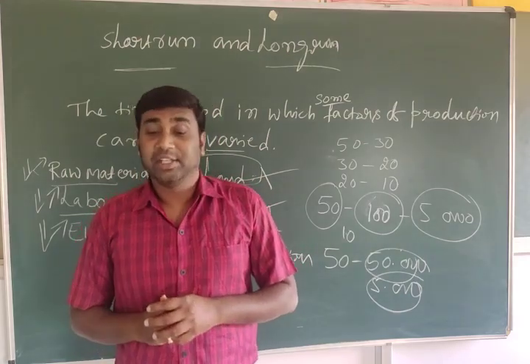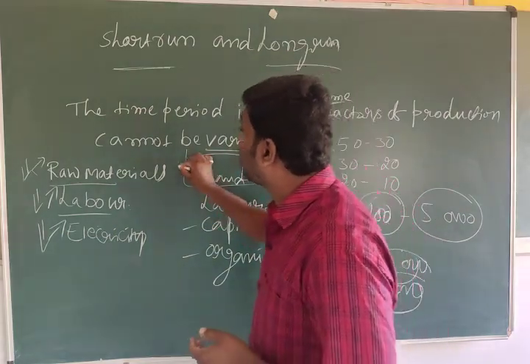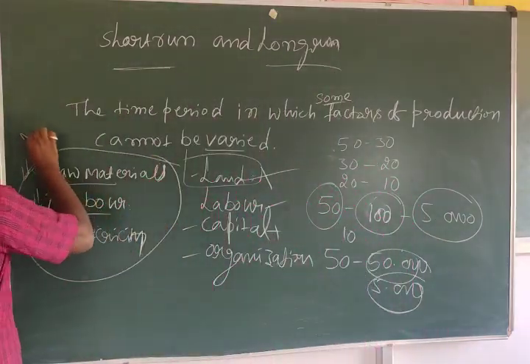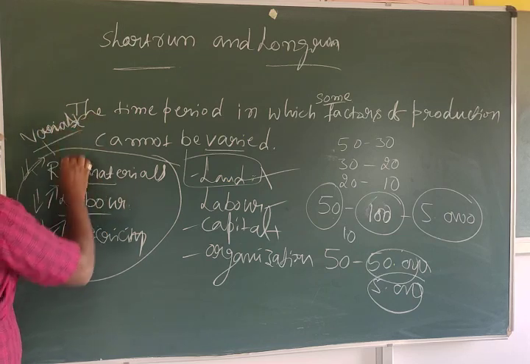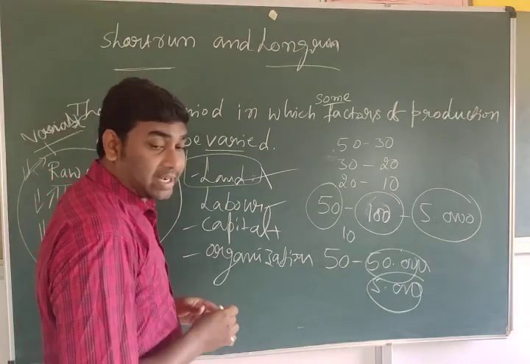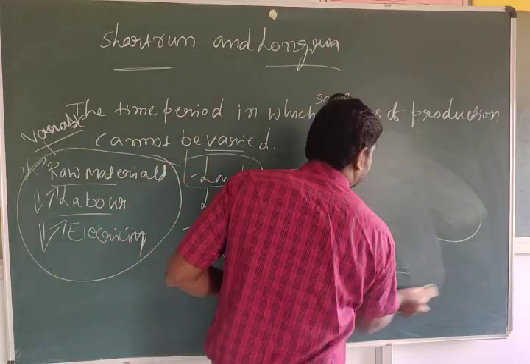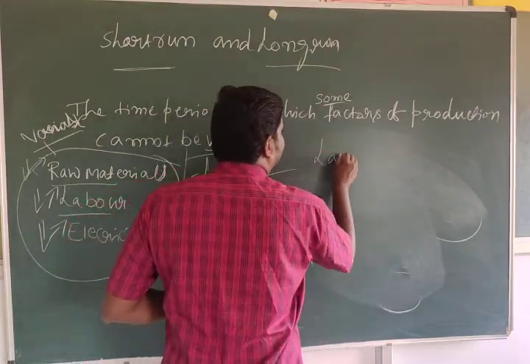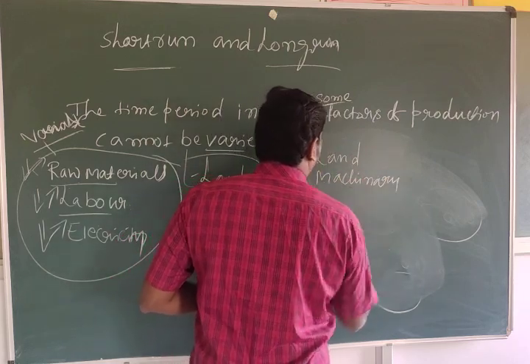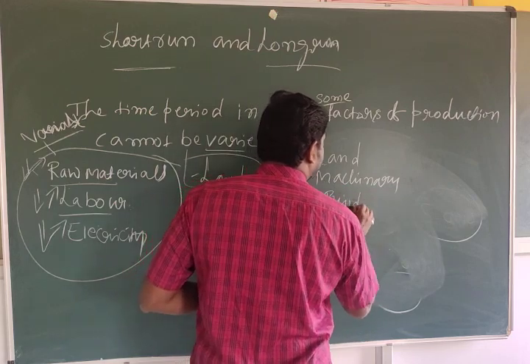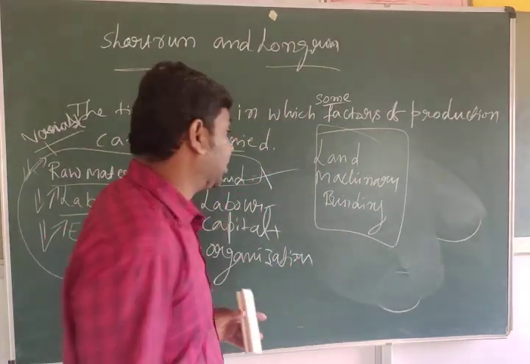So in the short run, we can change only raw material, labor and electricity. These are called variable factors. Then what about the fixed factors? The fixed factors are land, machinery, like building. We cannot change these in the short term. Even capital, we cannot change.